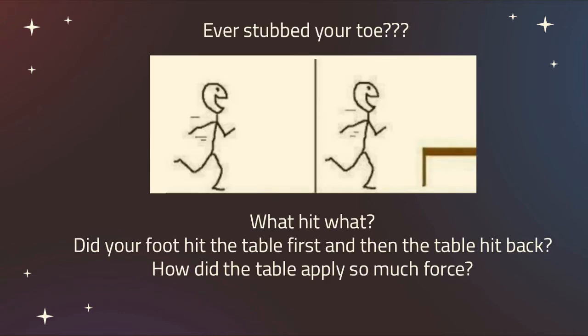Have you ever stubbed your toe? Have you ever noticed how painful it is? Okay, so let's break that down from a physics standpoint. What hit what, right? Did your foot hit the table, or did the table hit your foot? Did the table just basically reach out and make sure that it tripped you or hit your toe? No. So you both made contact. It's not like your foot hit the table first and then the table hit back. And then how was the table able to apply so much force when it's not moving? So this is where Newton's third law comes in, and it gives us the explanation for this.